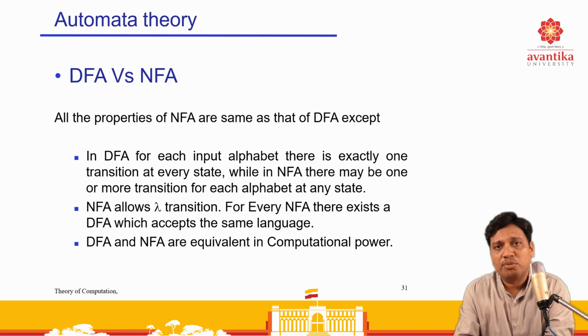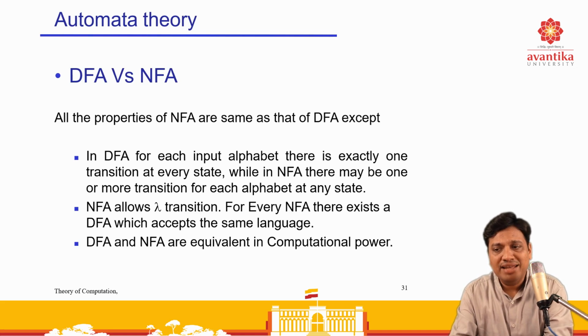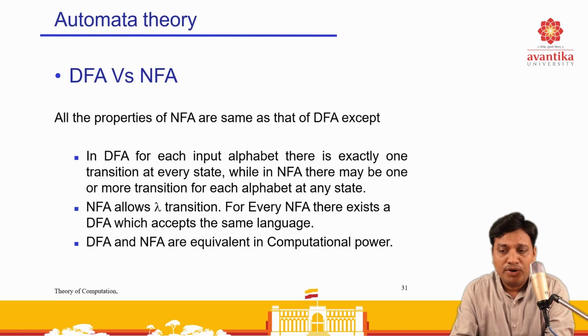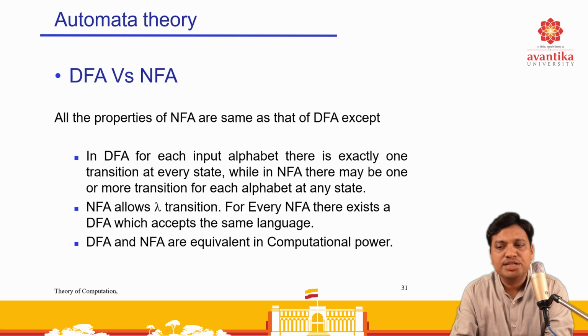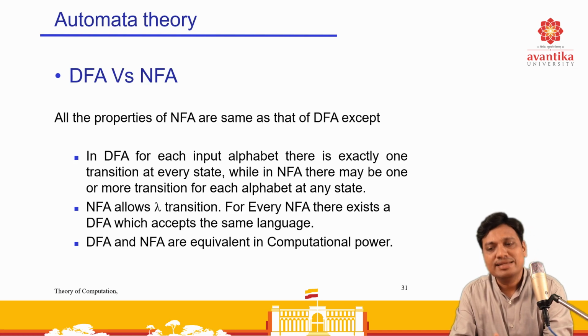We saw the basic properties of DFA and NFA, the basic tuples of DFA and NFA, how to design DFA and NFA, and took more examples of DFA and NFA. All the properties of NFA are the same as those of DFA, but the major difference is that in a DFA, for each input alphabet symbol there is exactly one transition at every state, while in an NFA there may be one or more transitions for each alphabet symbol at any state.